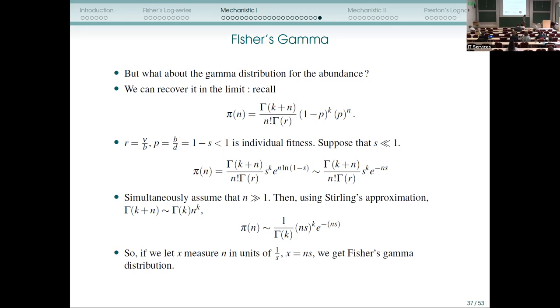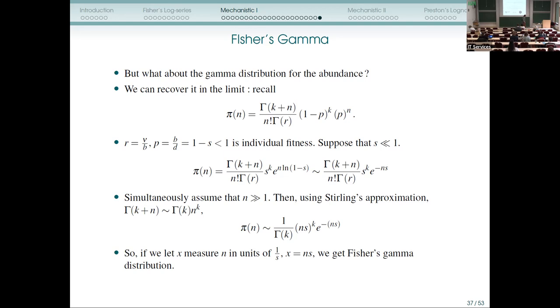And remember what I said: for this not to be just blowing up ridiculously, I had to assume that B was less than D. So everyone has fitness less than one. I'm going to write the fitness as not the full fitness, but the relative fitness, which is one minus S. Everyone has fitness less than one.